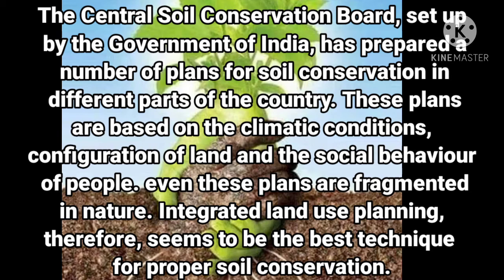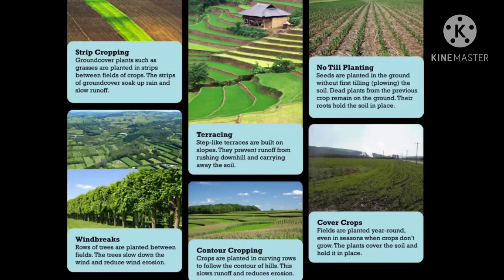These plans are based on the climatic condition, configuration of land and the social behavior of people. Even these plans are fragmented in nature. Integrated land use planning, therefore, seems to be the best technique for proper soil conservation, in which we can include some more measures such as afforestation to check soil erosion from rains and running water.